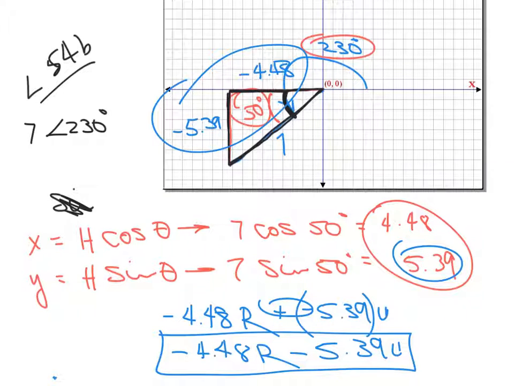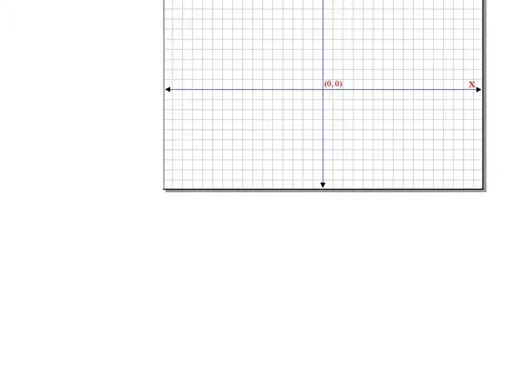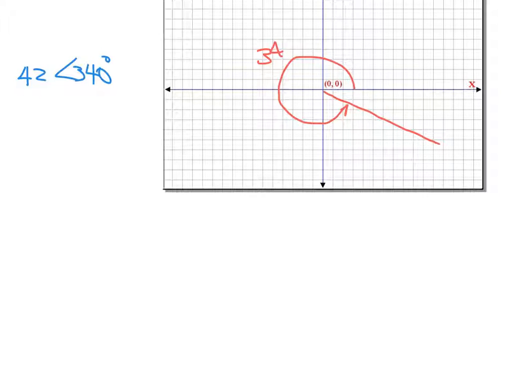Well, let's do one more. Okay, top of page 235. We're going to change 42 at 340 degrees. Alright, so let's see. 340 degrees is all the way around here, 20 degrees shy of 360. So that's 340. And then I draw my triangle.